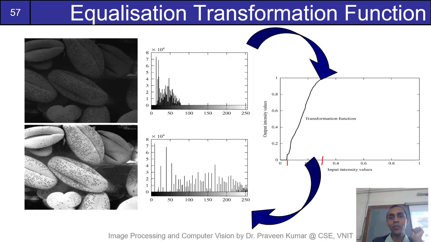So if your output value comes out as 5.5, then you have to either round it off to 5 or round it off to 6. Because of that rounding off error, you will not get an ideal flat PDF here, but it will be close to a flat PDF. And this image will be the enhanced image.